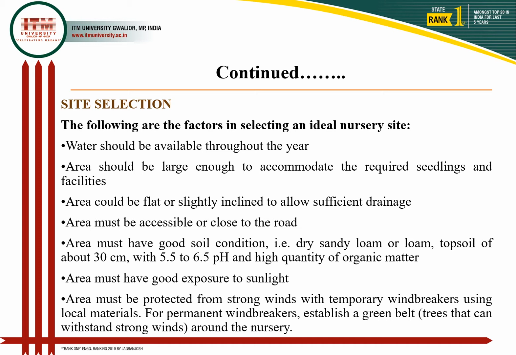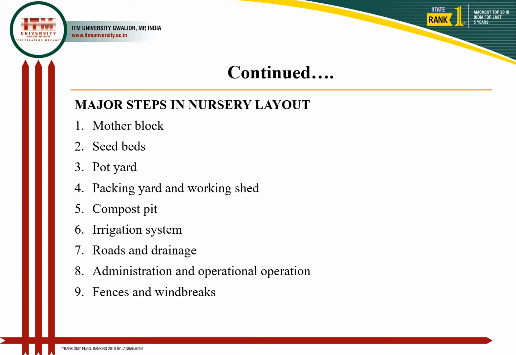Another thing is the area must have good exposure to sunlight so that there is no deficiency, and it should be protected well from strong wind by providing some windbreakers. It may be temporary windbreakers or permanent windbreakers in the form of a green belt where the trees can withstand a strong wind. So these are the things which are important, and we have to take care of.